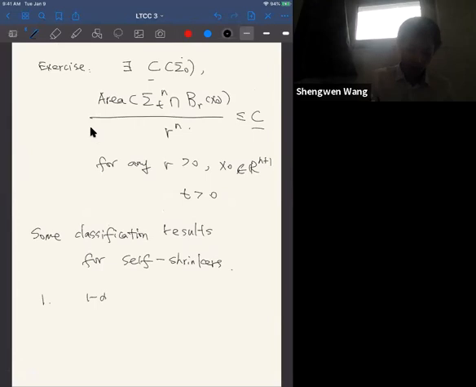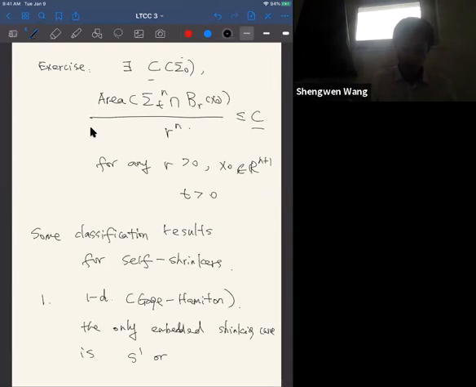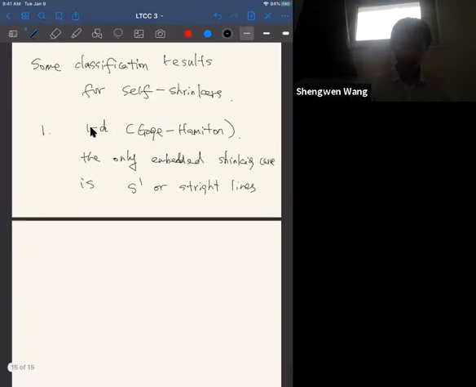So in 1D, this is by Gage and Hamilton. We will also use this to give a quite complete description of shrinking curves in R2. In 1D, there's a classification due to Gage and Hamilton saying that the only embedded shrinking curve is S1 or straight lines. So these are the only one-dimensional self-shrinkers.